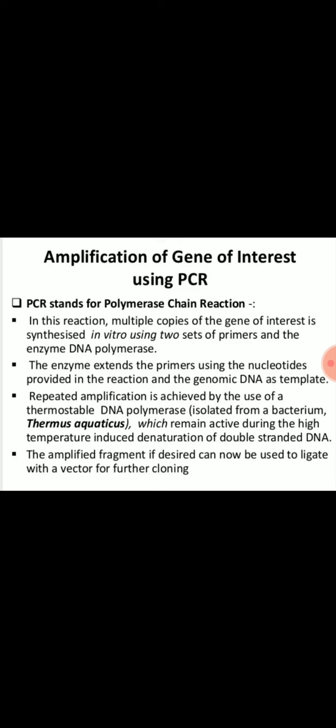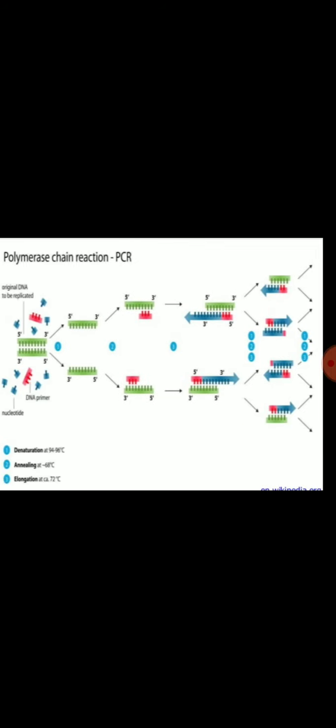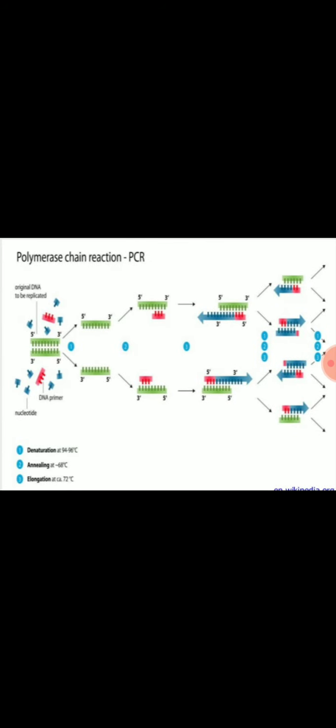go for the further steps, meaning transferred into the E. coli cells. In this way we can produce the bulk amount of the human insulin protein.